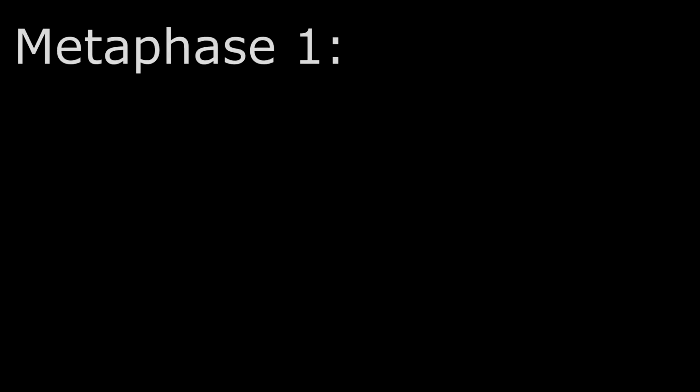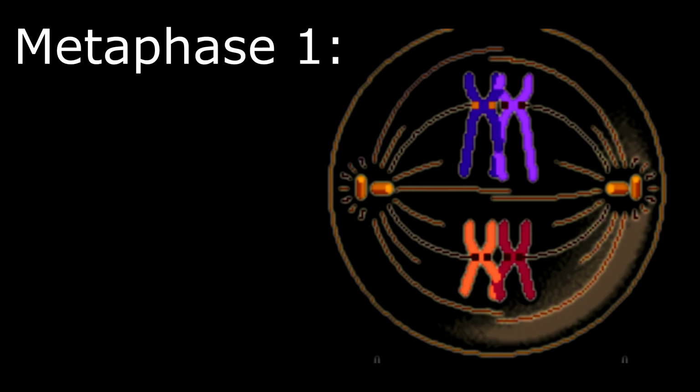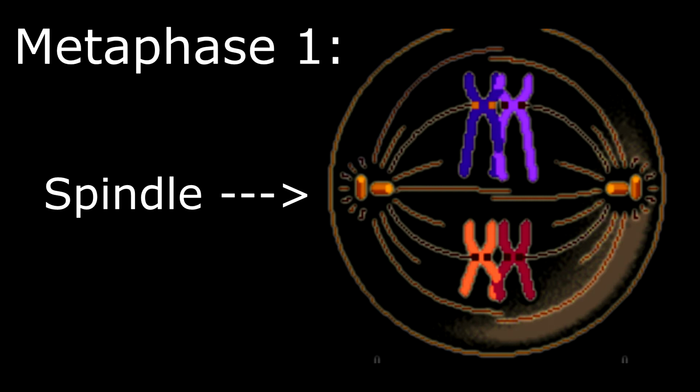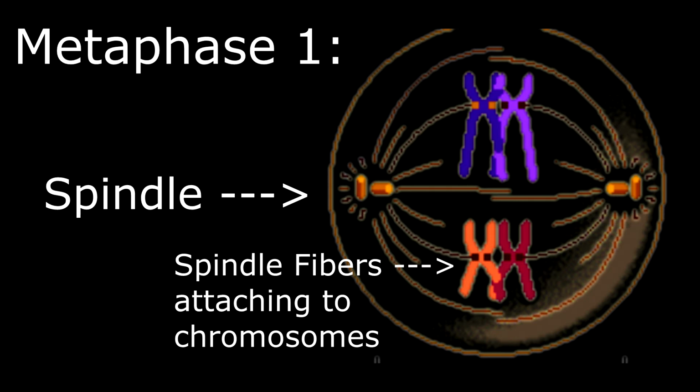In metaphase 1, the membrane has disappeared, and the microtubules form a spindle. The spindles orient themselves on opposite poles of the cell. Spindle fibers attach to the center of each of the chromosomes.